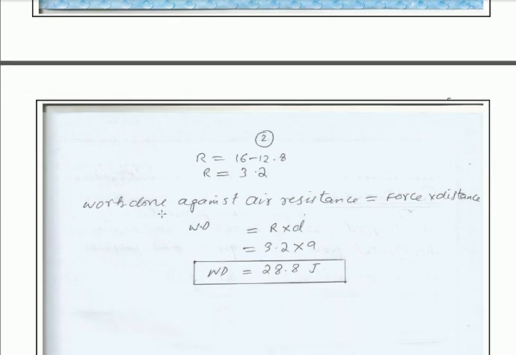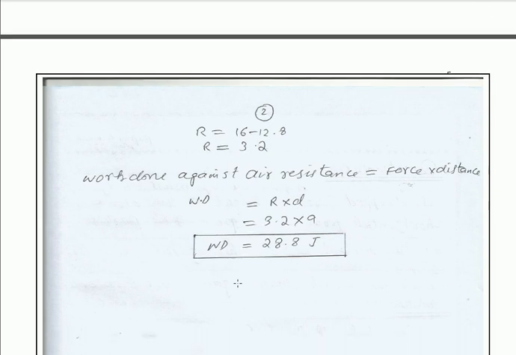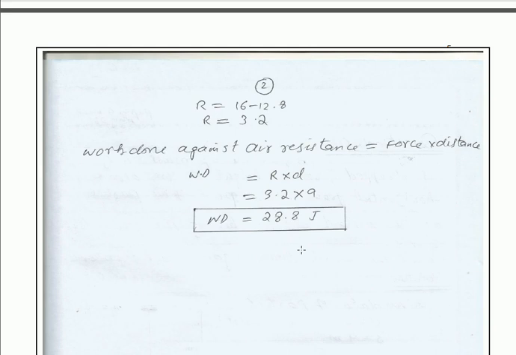We know that work done is equal to the force into distance covered by the force. So the force is the resistance, and the distance covered by the body, so R into d. D is equal to 9 meter as the particle is above the ground at 9 meter, and the resistance force is equal to 3.2 as we have calculated in the above step. So the work done is 28.8 joules.